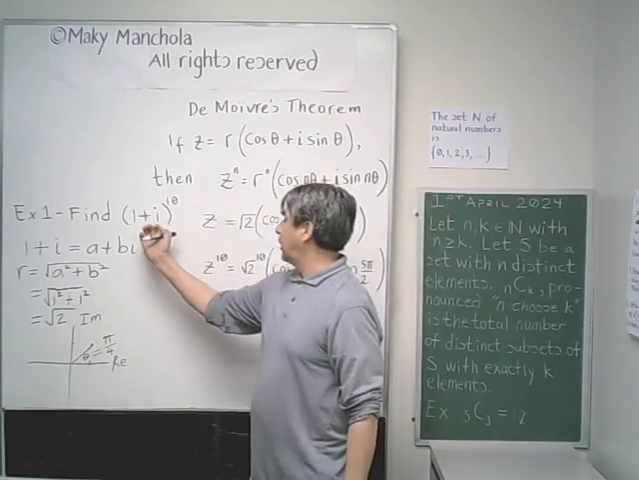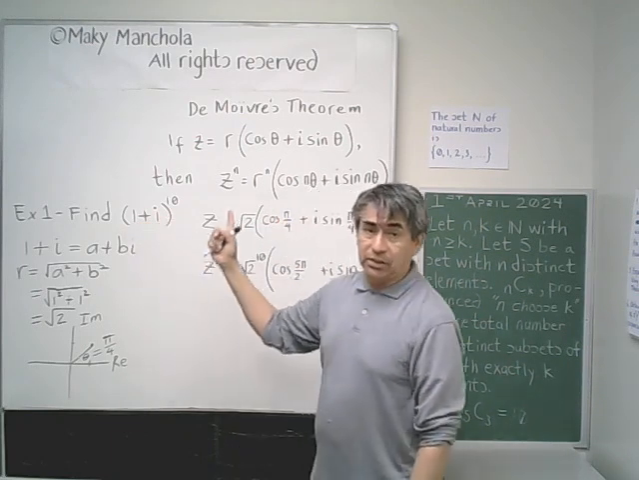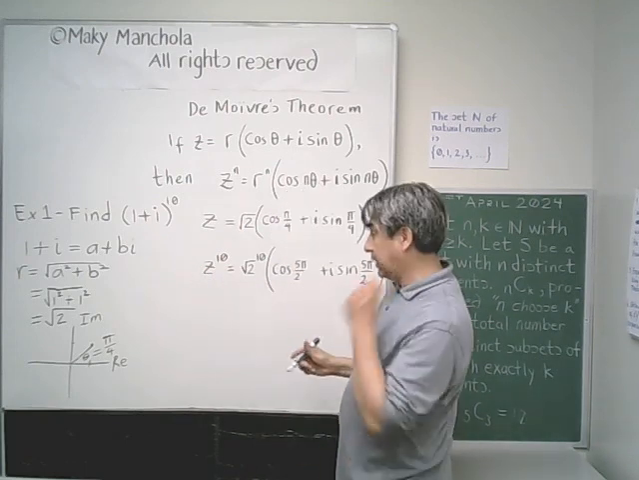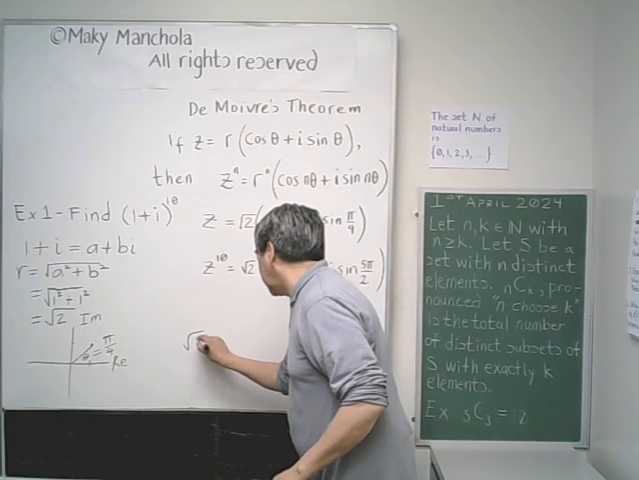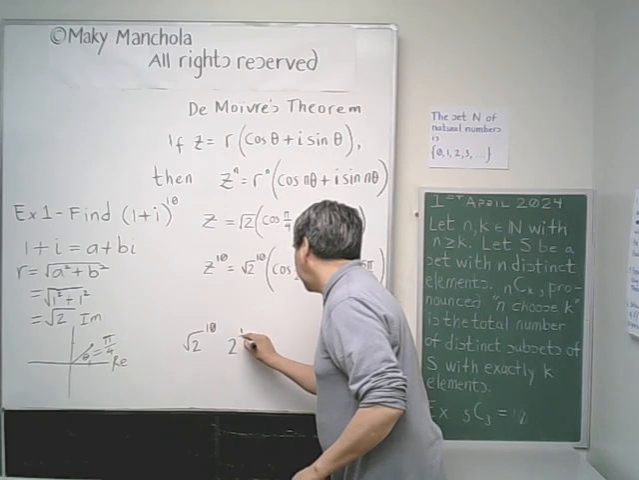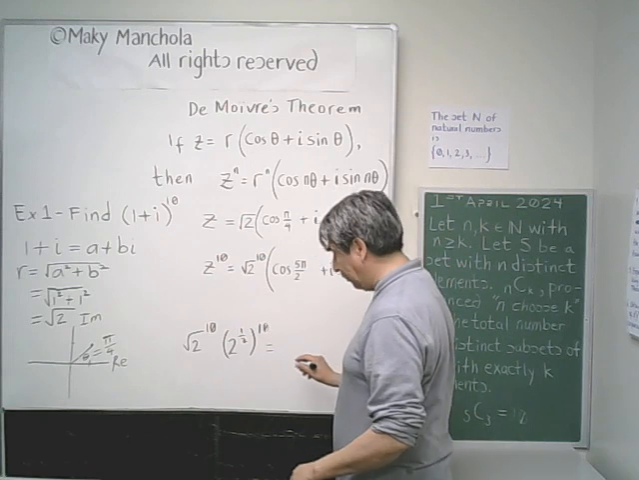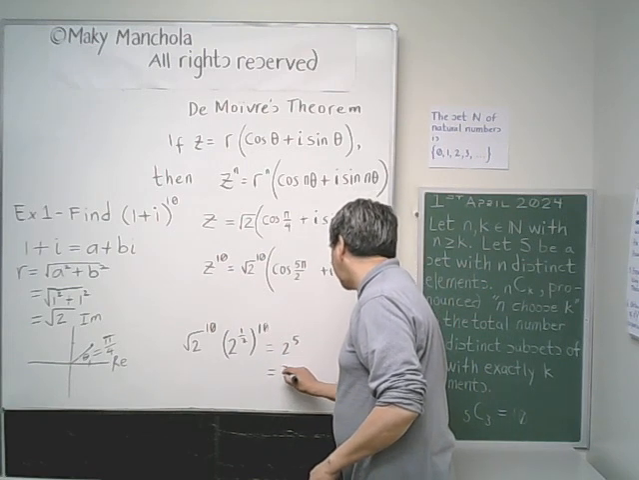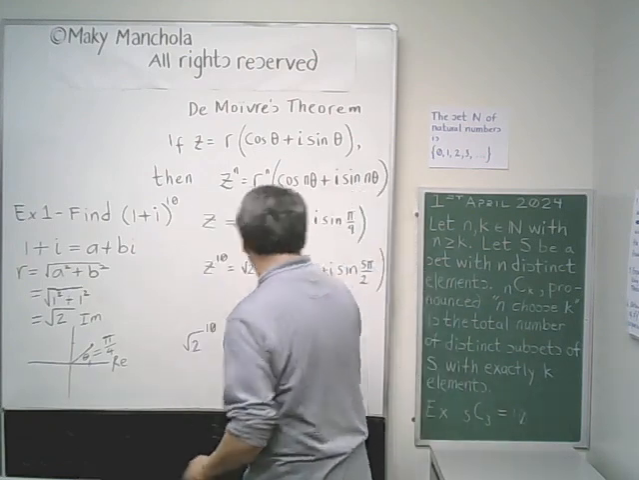Our question was asking to raise the complex number 1 plus i to the 10th power. That was in standard form. I want my answer also in standard form. Now, observe that the square root of 2 to the 10th power is the same as 2 to the 1/2 raised to the 10th power, which is 2 to the 5. 2 to the 5 is 32. So the square root of 2 to the 10 becomes 32.